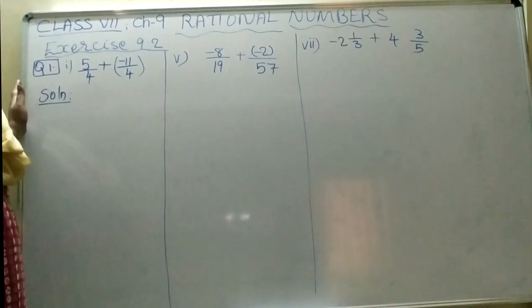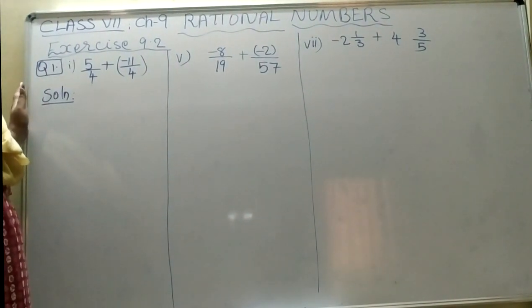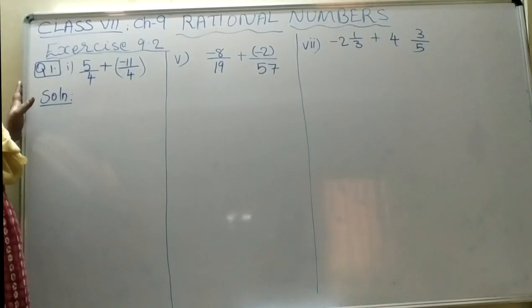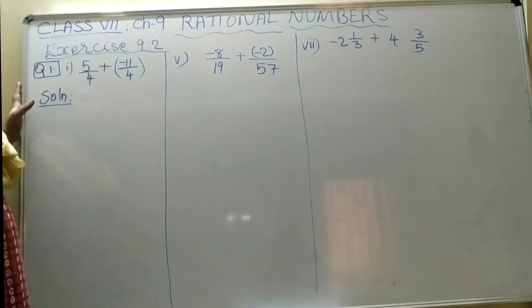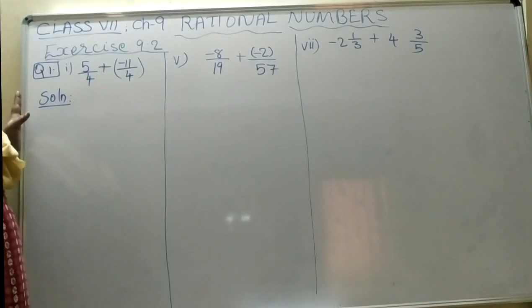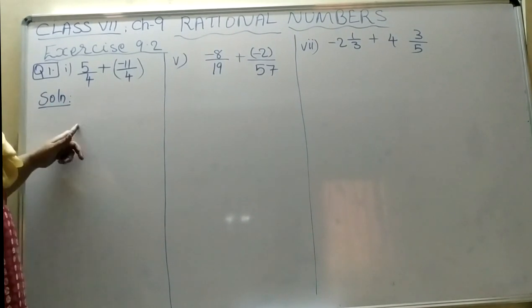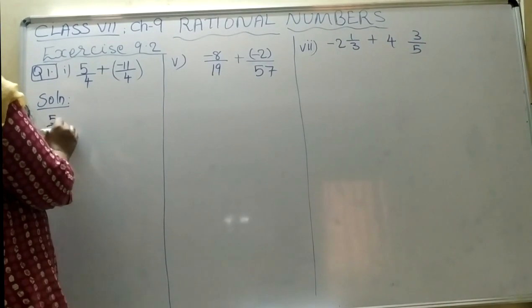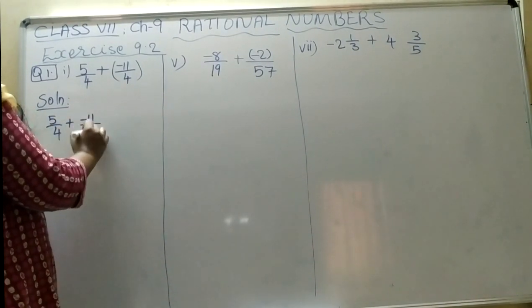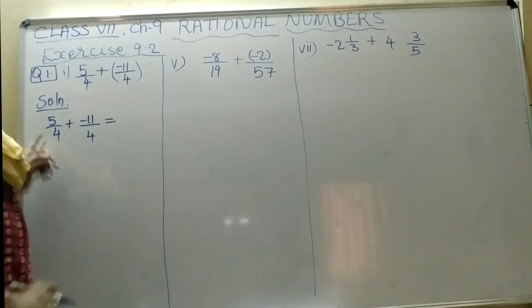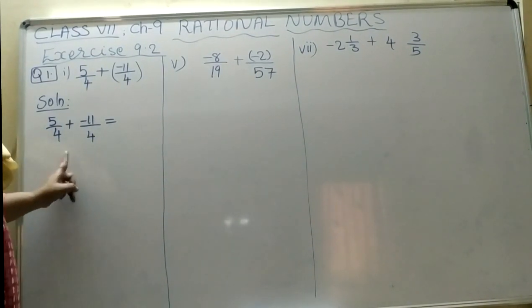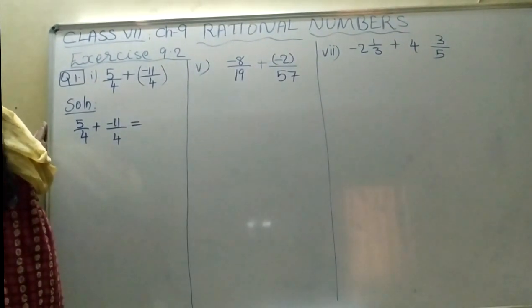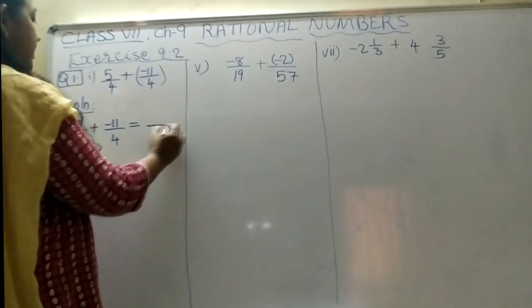Now I am going to start with exercise 9.2. Our first question number 1. The first one is 5 upon 4 plus minus 11 upon 4. Already we have studied how to add two rational numbers. So 5 upon 4 plus minus 11 upon 4, we can add it here. Both the denominators are same, so we can directly add the numerators and keep the same denominator 4.